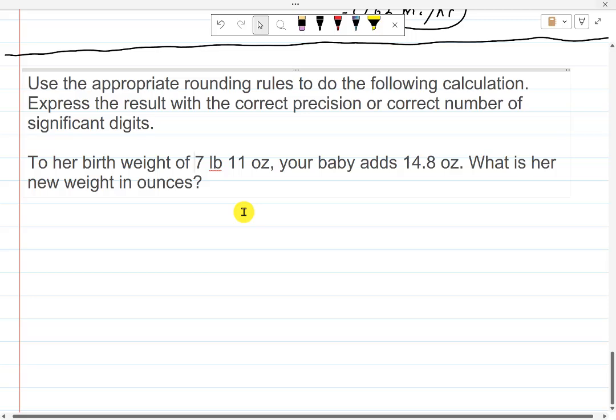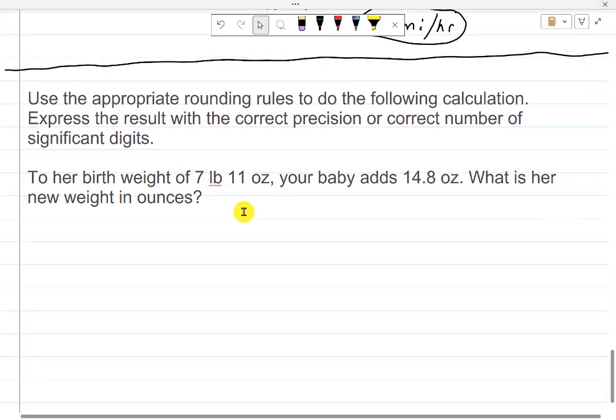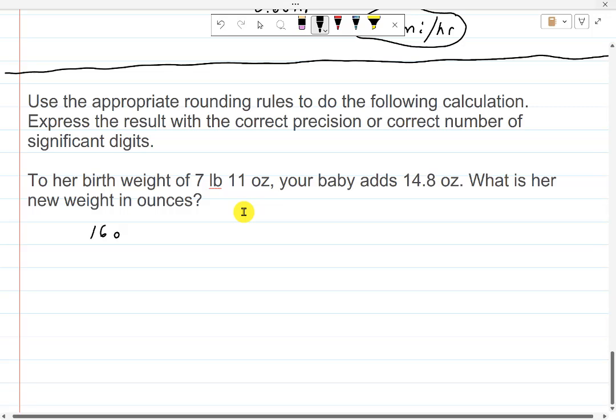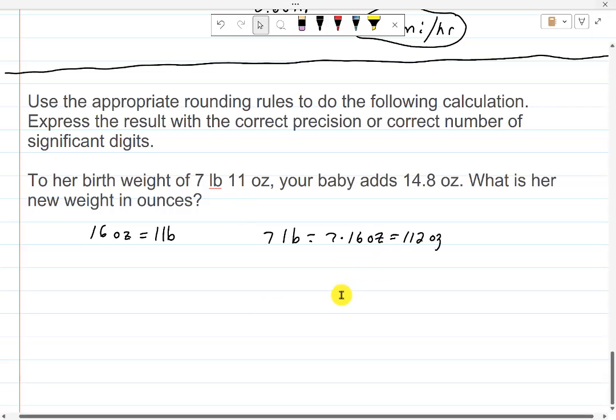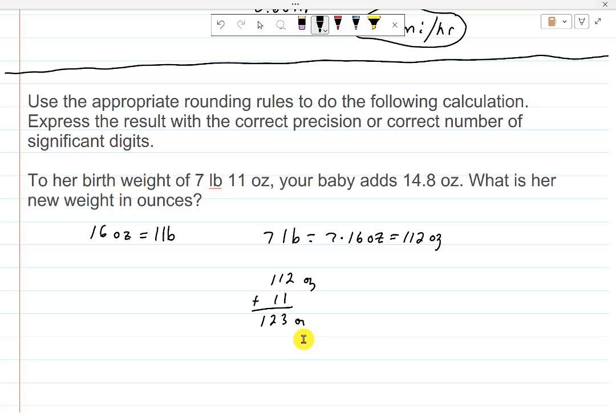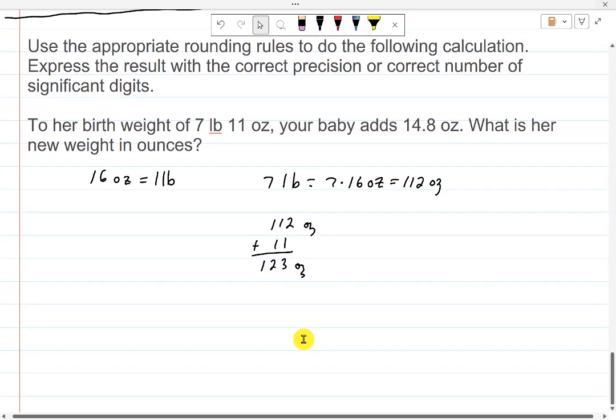So for that, I need to know that there are 16 ounces in a pound. So if I want to do 7 pounds, that's going to be 7 times 16 ounces. And that's 112 ounces. 7 pounds is 112 ounces. And then I'm going to add the 11 ounces. So take 112 ounces and add the 11 ounces to it. So I have 123 ounces there. Now, that's how much our baby weighs in whole ounces.